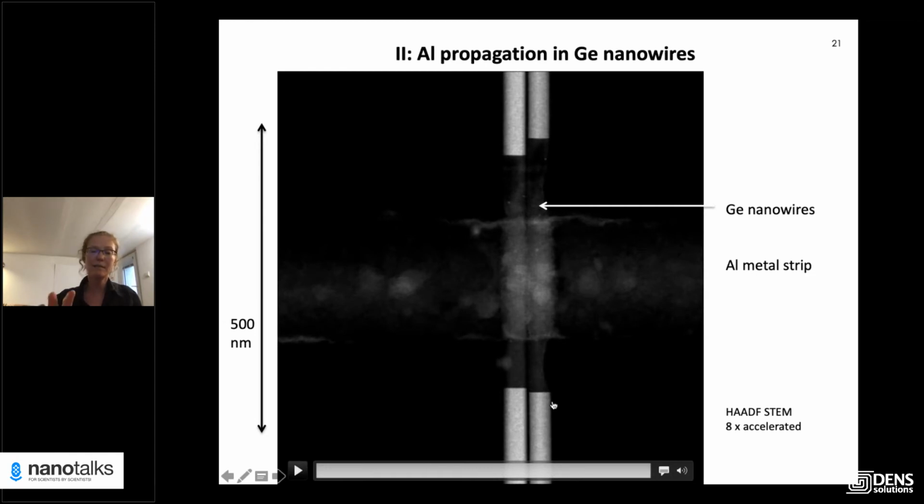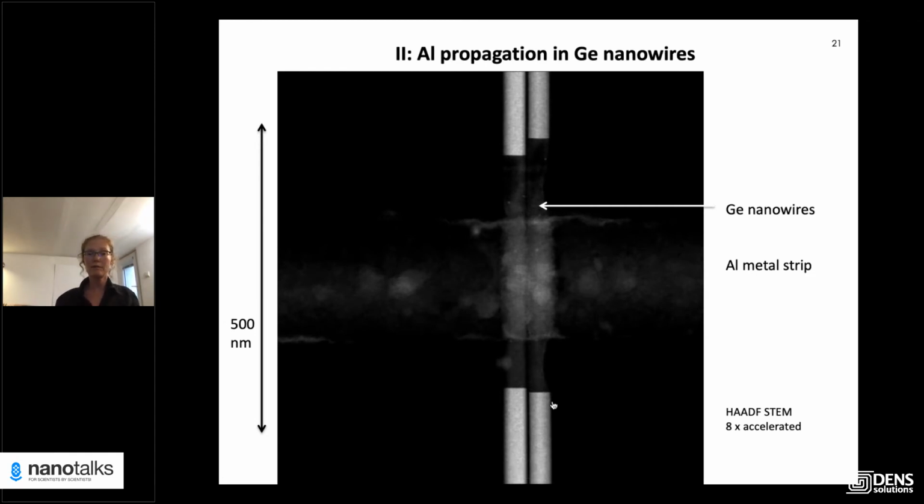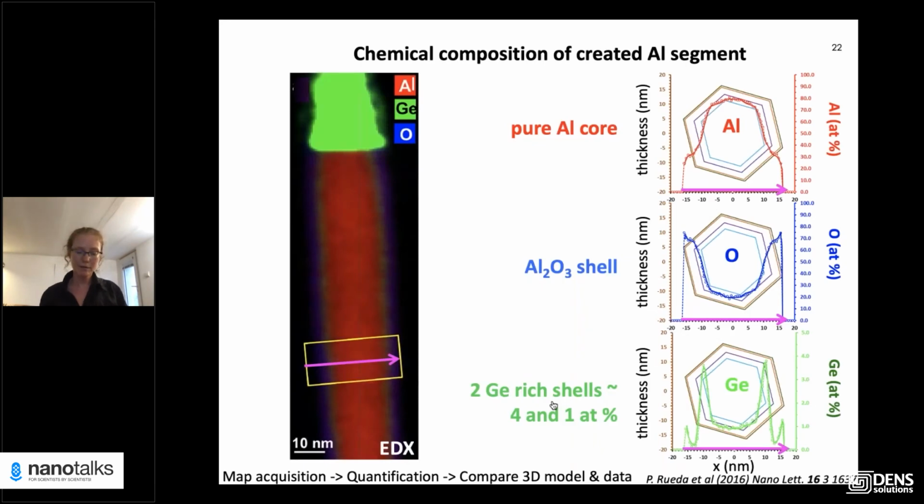So this system was first observed by colleagues in Austria. There's a Nano Letters paper by Kral. And since then, we have done a lot of in situ TEM experiments on the system. One of the first things that we wanted to look at was the chemical composition of the created segment.